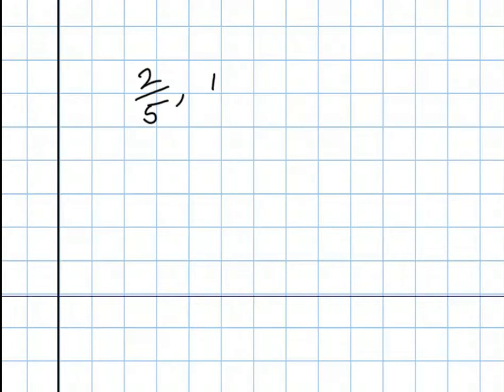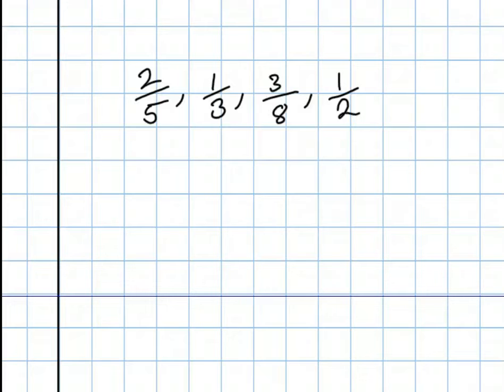2/5, 1/3, 3/8, and a half. We're asked to put those in ascending order. That means the smallest first and the largest at the end. How do we go about it?